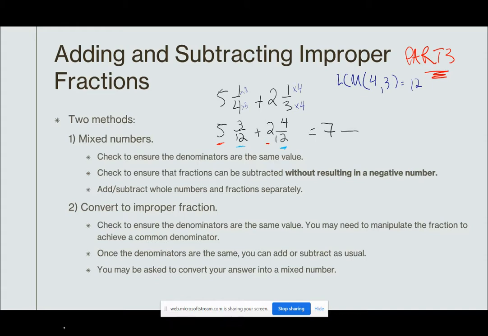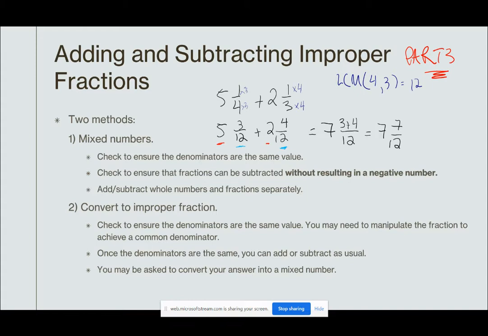Whenever I'm adding fractions, my denominator stays the same. And I'm just going to add 3 plus 4. We can write it like this. And then I'll just write it again over here. 7/12. And I'm done. So I just added two mixed numbers together. They had different denominators.